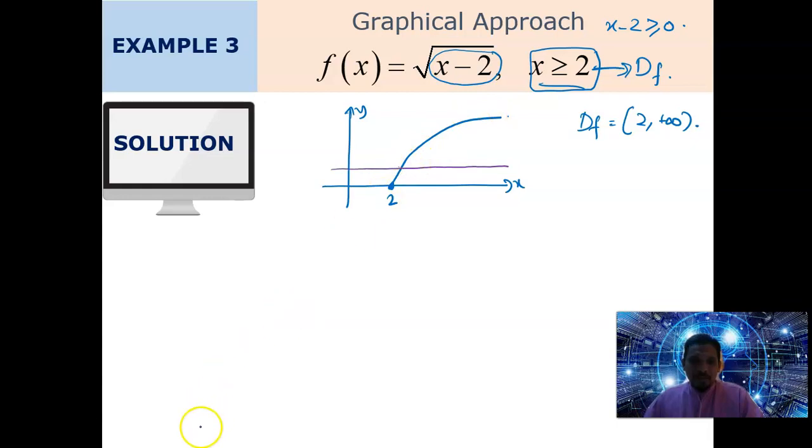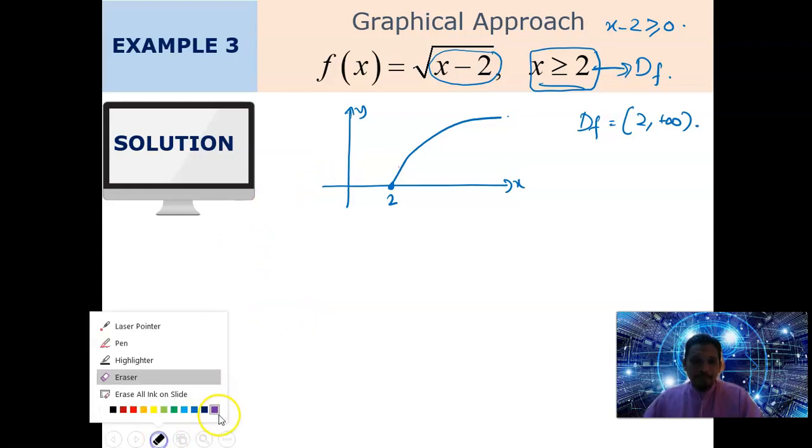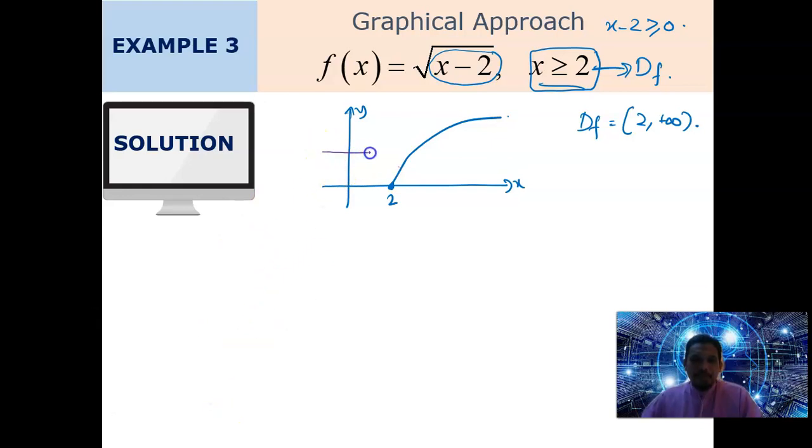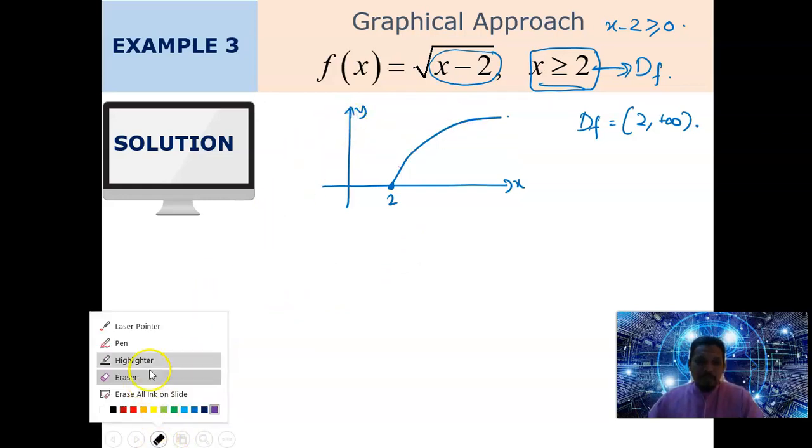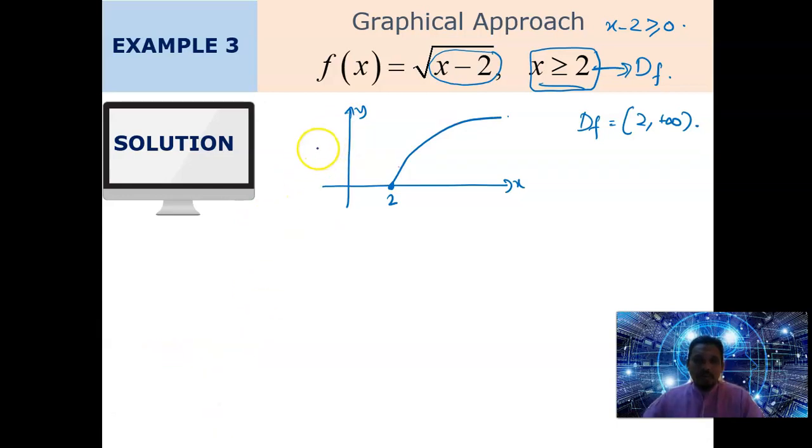Okay, let's try it again. What about here? At how many points does this purple line cut the graph? Yes, at only 1 point here. What about here? 1 point only. What about here? 1 point only. So from this picture, it shows us that this is a graph of a one-to-one function.